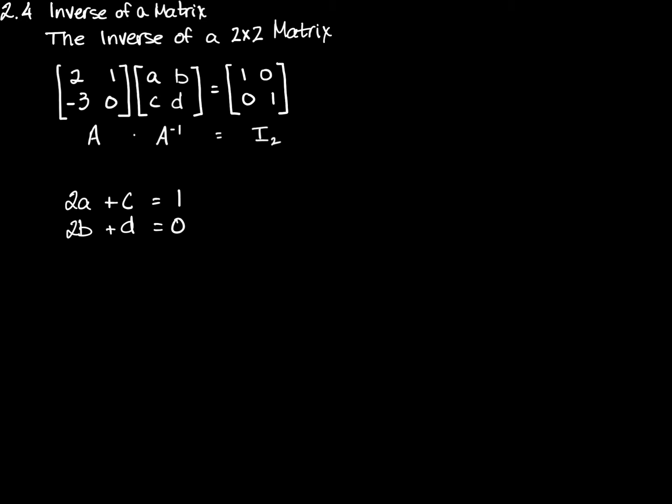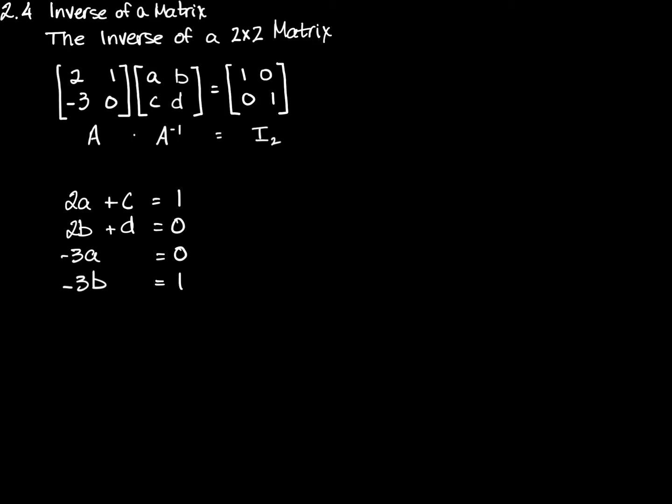And then my second row, negative 3 times A plus 0C. So negative 3A plus 0C equals 0. And lastly, negative 3 times B plus 0D, negative 3B, and that's going to equal 1. So negative 3B equals 1.